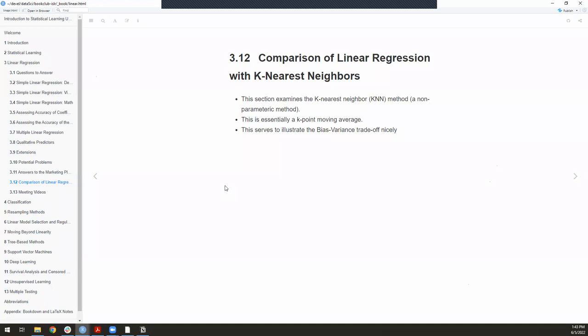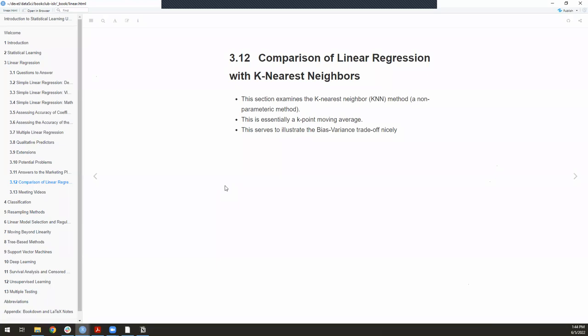So this is a non-parametric method. You don't get any insight into how much media budget affects sales, but it does give you something, I guess. I'm not sure why you'd actually use this. It does work in this section, though, to help you understand the bias variance trade-off, because the larger K is, the less flexibility there is, and you can see how that works out in that section of the book.